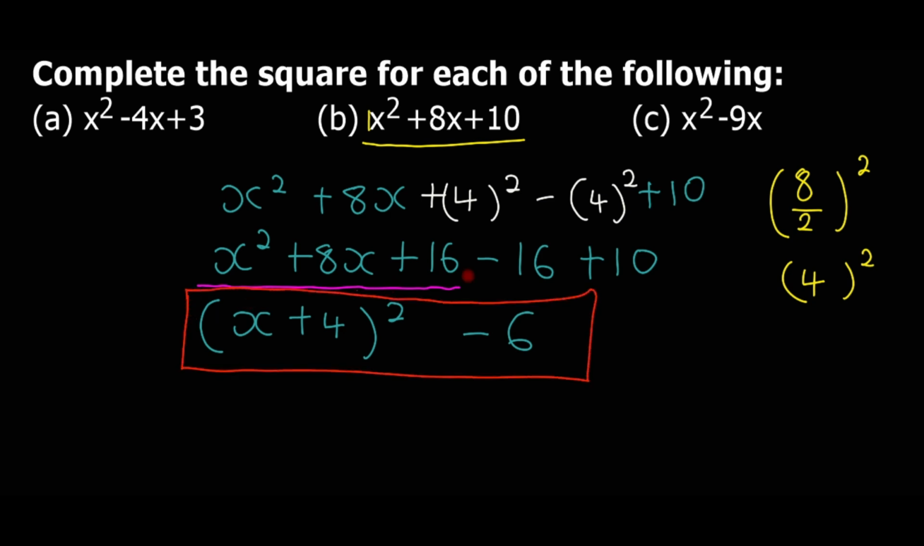So we can see that it's very quick, if you know to take this sign and then take this 4, instead of trying to factorize first. So this is our answer, and then let's look at the next one.